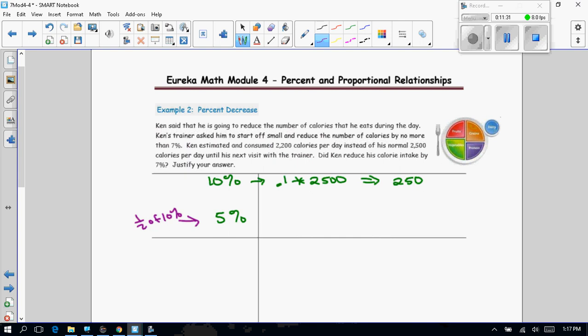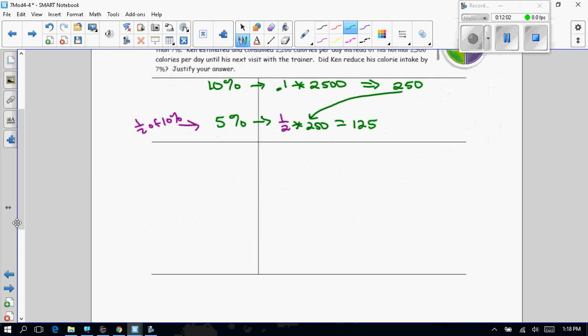So really, all I'm going to have to do is take half of my answer from up above. Half of that will give me my 5%. So if I know 10%, I can find 5% very easily, and it is 125. So in other words, my answer should be between 250 and 125. And if he doesn't meet that requirement, then nope, it doesn't work, okay? And if he's above 10%, then he's reducing too much.